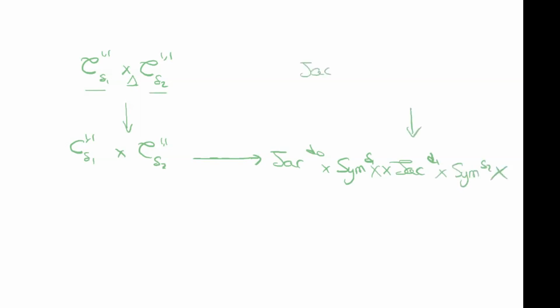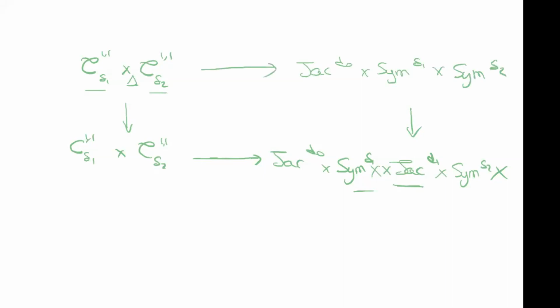And by what I explained in the former section, these fibers over the Jacobian of D0 times a symmetric power of some delta 1 of the curve. So we just take the pairs such that D1 here and here is the same. So we eliminate one G degrees of freedom. Okay.